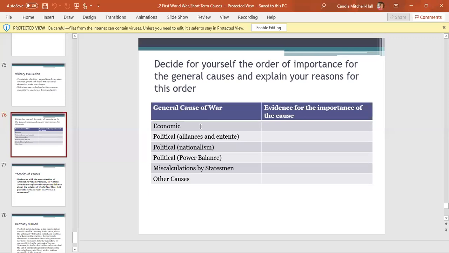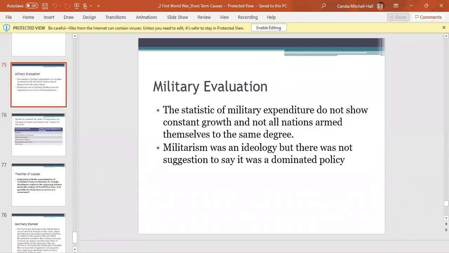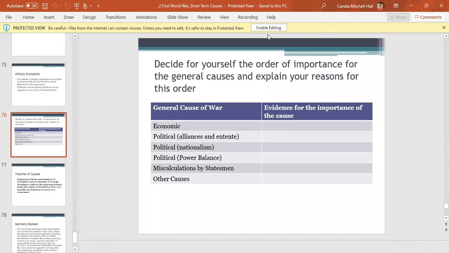Now, look at this. I want you to explain. I'm going to give you 10 minutes. And you are going to, in your notebook, decide for yourself the order of importance for the general causes and explain your reasons for each. So which one do you think is the most important? So you're going to put, if it is economic 1, or political 2, or balance of power, or nationalism, or alliances, or is it because of military issues or other issues? How do you rank them? Rank them from 1 to 4 and tell me the reason why you rank them. So that's what I'm going to give you to do for 10 minutes.